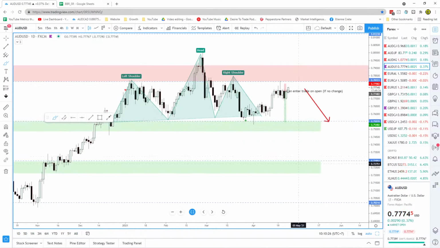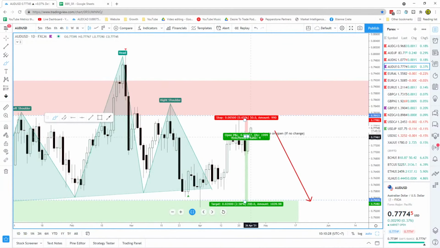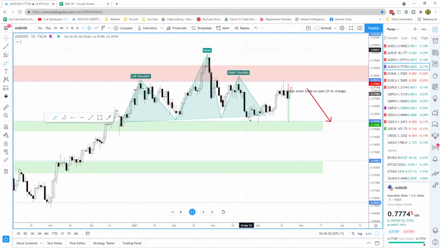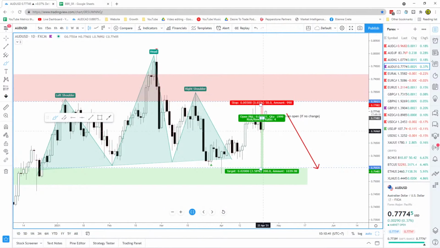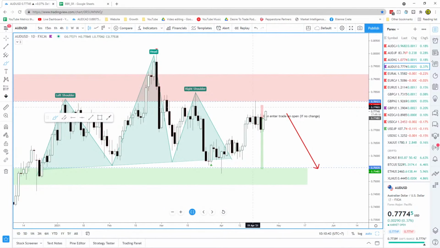AUDUSD. I've taken a trade on this in the past week. I'll share with you the process behind it. But basically, as I've said before, last week price was doing a head and shoulders pattern at this 2.78 level. Price went down, came back to retest the zone. We had a nice wick here, which shows really kind of a big bearish momentum on this pair.